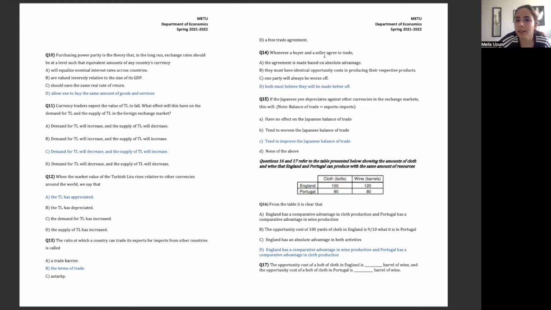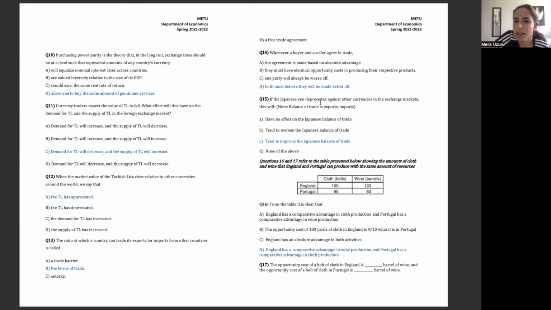Whenever a buyer and seller agree to trade, they must both believe that they will be better off. If one of them believes that they will be indifferent or that it won't be profitable, they won't agree to trade. They both need to agree that they will be better off.